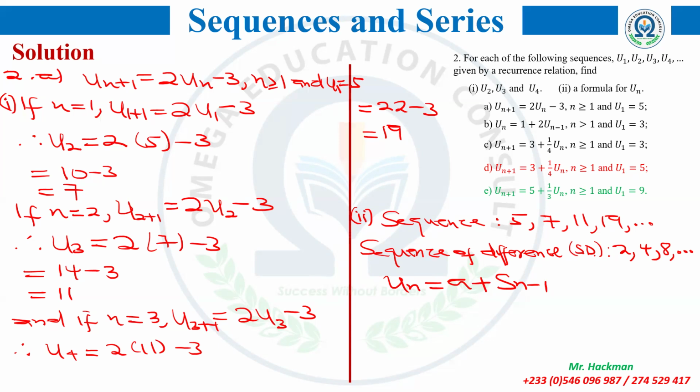Yes. But A is A, not Z. A is equal to the first term of the original sequence. The original sequence is this, is that not it? So that is 5. But we don't know S sub n minus 1. Before we can find S sub n minus 1, we have to find S sub n, and the S sub n should be for the sequence of difference. Is my point well made?